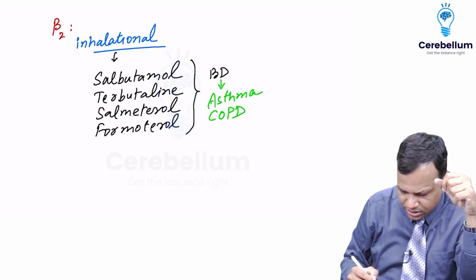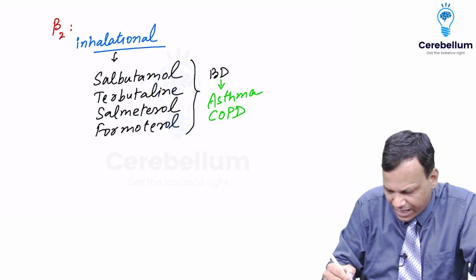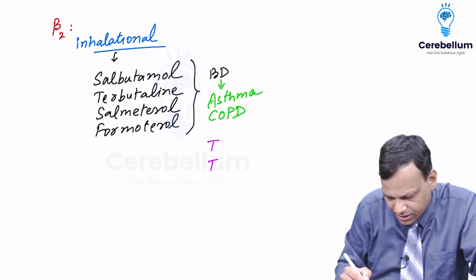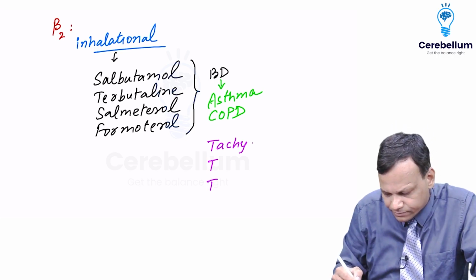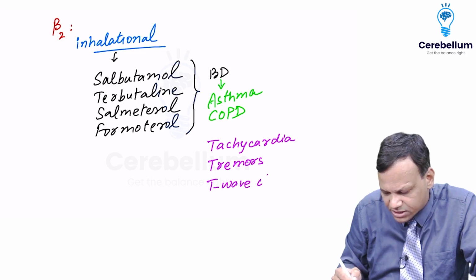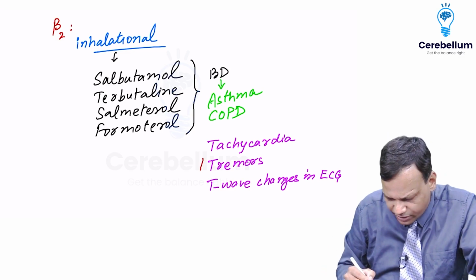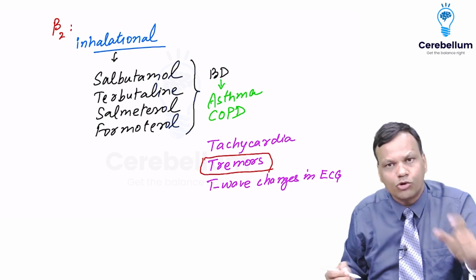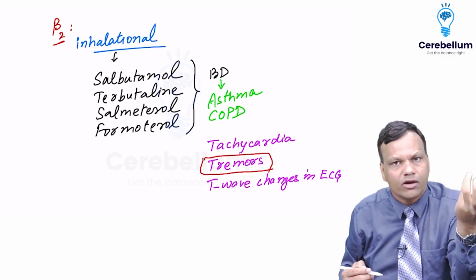Now all these drugs have some side effects, and those side effects you can remember as 3Ts. 3Ts. What are the side effects? That is tachycardia, tremors, and T wave changes in ECG. Now one by one we will discuss. First of all, tremors. We know tremor occurs due to which receptor? Beta 2 stimulation, and they are stimulating beta 2, so they can cause tremors.